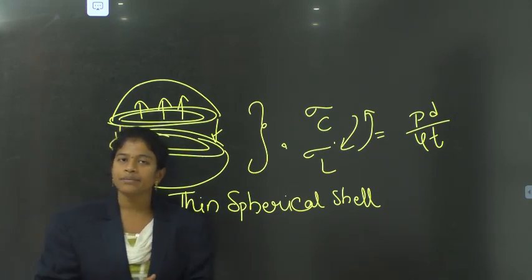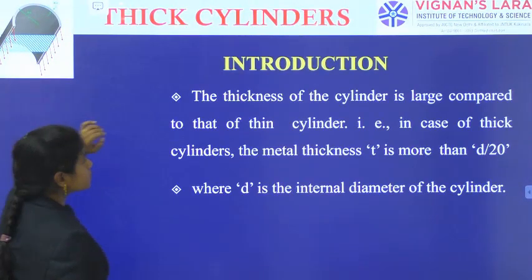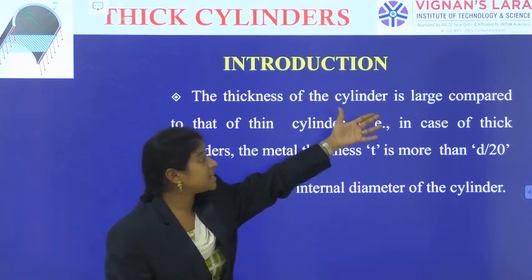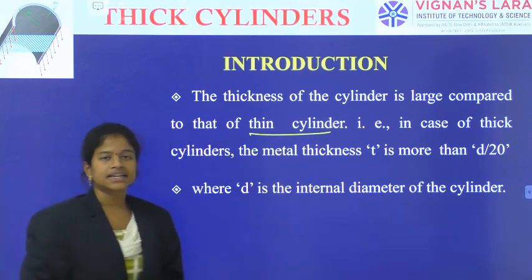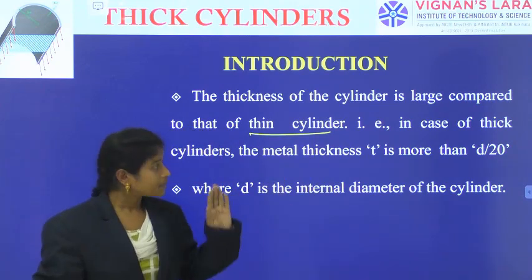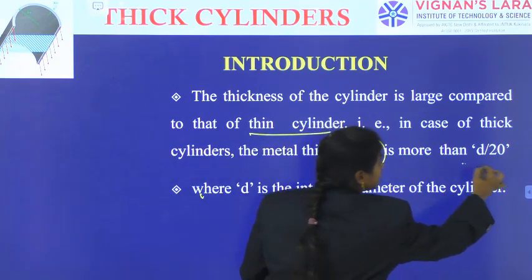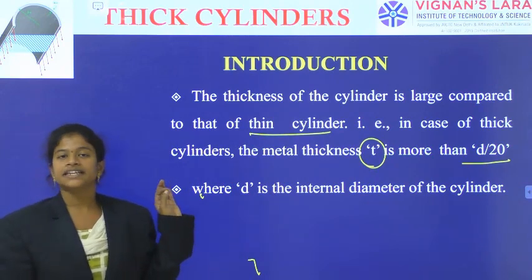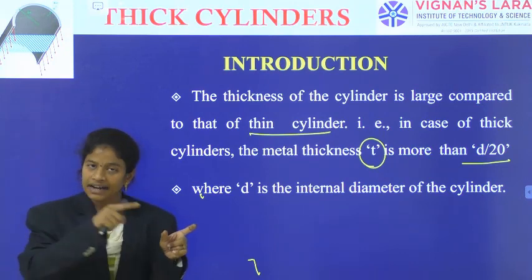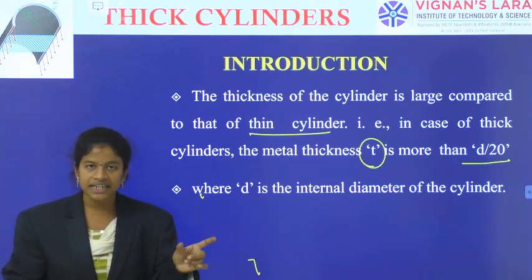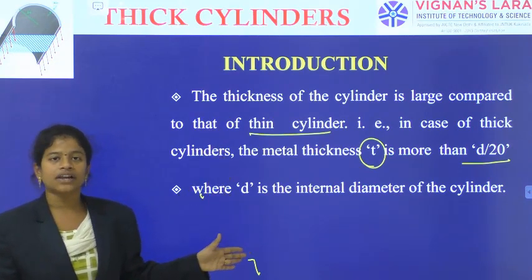When we come to the differentiation, what is the difference between the thin cylinder and the thick cylinder? In the case of a thick cylinder, the thickness of the cylinder is large compared to the thin cylinder. How much? The metal thickness T is more than D by 20. Cylinders having a thickness more than the internal diameter divided by 20 are what we call thick cylinders.